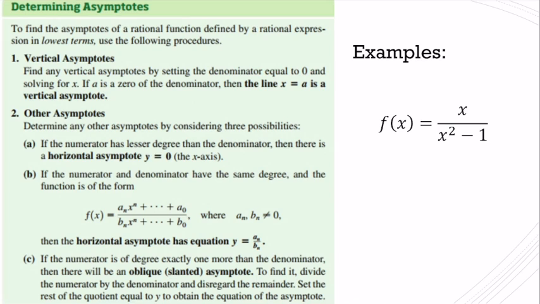So here are the rules for determining asymptotes, okay? To find the asymptotes of rational functions, to find the vertical asymptote, you would set the denominator equal to 0. To find our other asymptotes, like horizontal asymptotes, there are some rules. So if the numerator has a lesser degree than the denominator, then there's a horizontal asymptote at y equals 0. If the numerator and the denominator have the same degree, and the function is of the form f of x equals an x^n over bn x^n, where an and bn are the constants in front of our x's with the same degree value, then our horizontal asymptote is at y equals an over bn. And lastly, if the numerator is of degree exactly 1 more than the denominator, then there'll be an oblique asymptote, okay?